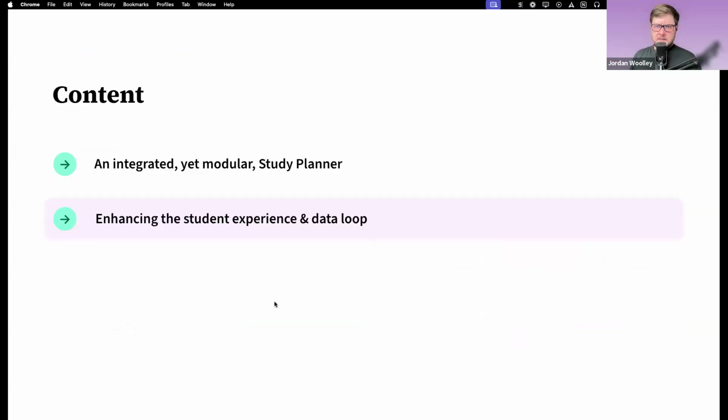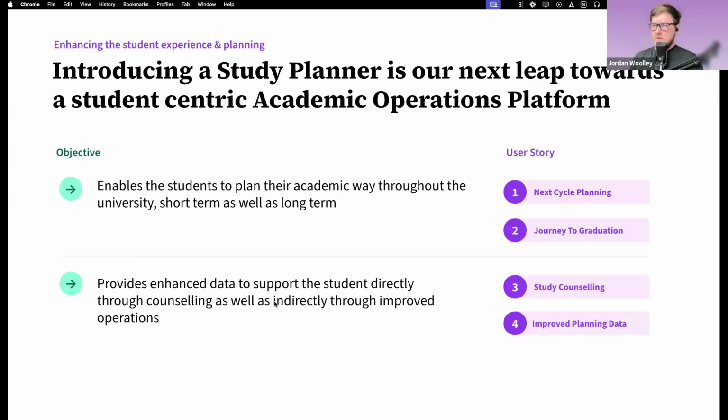So moving into some of the demonstration now, because I think it's important we talk about this. We're going to look at the study planner now in 2 broader categories, the ones that I mentioned earlier. So students planning their way through their academic journey, short-term and long-term. We'll see some examples of the interface. So that'll be the next cycle.